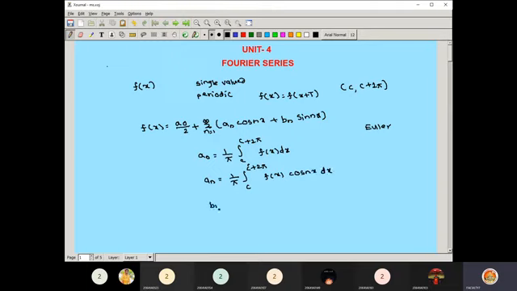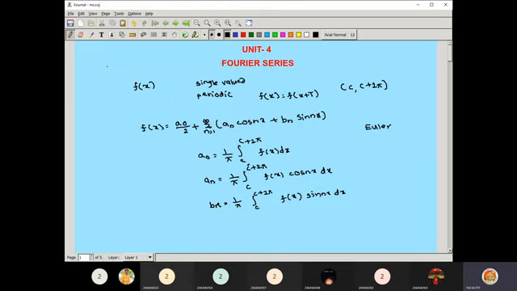Similarly, you can calculate bn. This is 1 by pi integral from c to c plus 2 pi of f of x into sin nx dx. So these are the different formulas to calculate the Fourier coefficients a0, an and bn. If you have a little bit of idea of integration, you can directly construct the Fourier series of the given function.